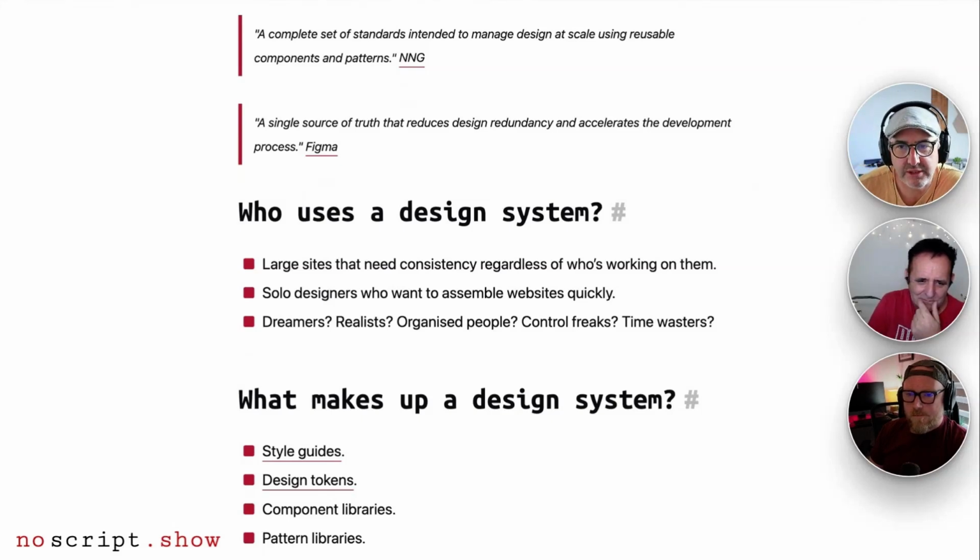So this is the section, who uses a design system. Have we kind of finished on that one? There's something interesting on that. I would say, the large sites that need consistency regardless of who's working on them. This reminds me of my old company that imploded, Dickybirds. This is why you should listen to me. Such success. But it reminds me because myself and my business partner both had different roles.